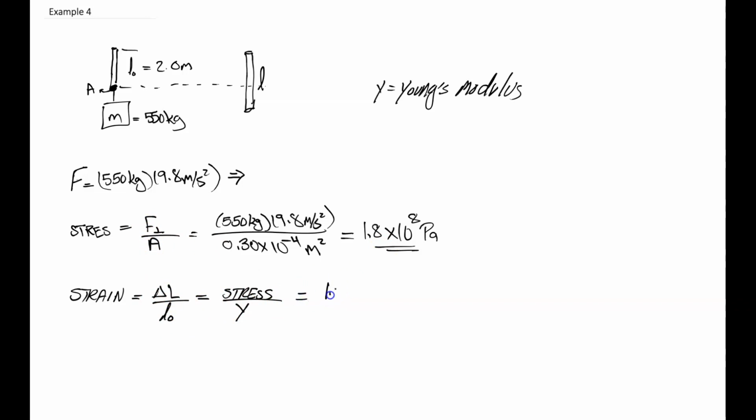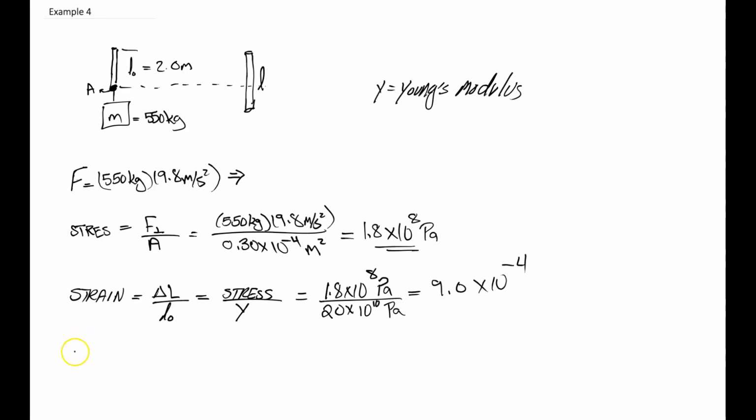We just found out that the stress is 1.8 times 10 to the 8th Pascal. Young's modulus, if we look it up for steel, is 20 times 10 to the 10th Pascal. So the strain is 9.0 times 10 to the minus 4. And now notice that the strain is just a ratio of two quantities that share the same unit.